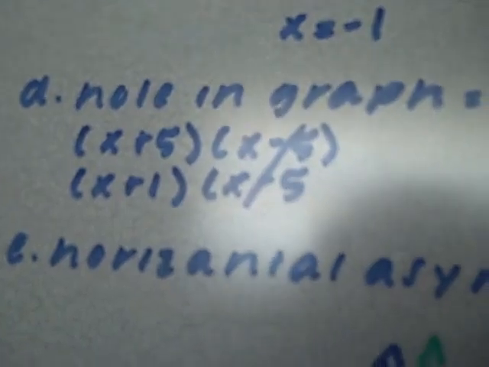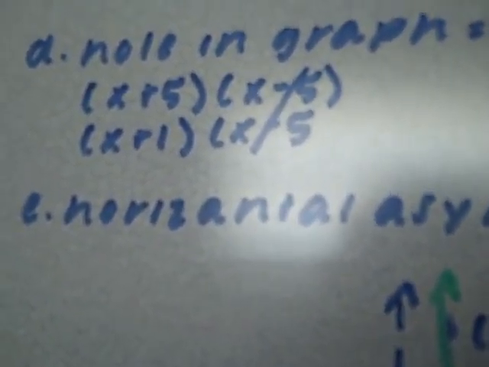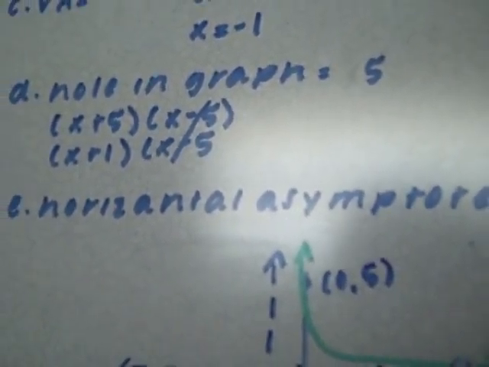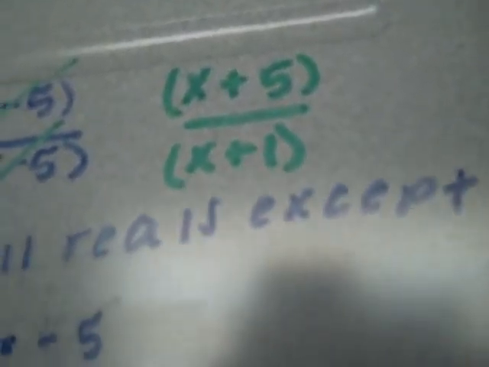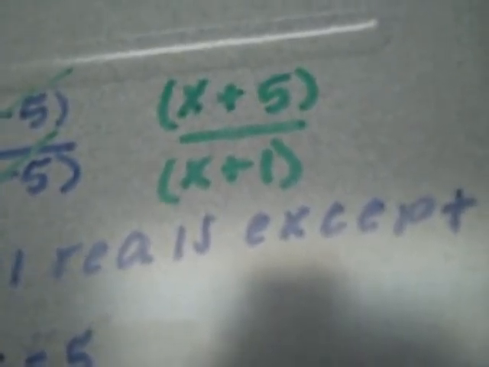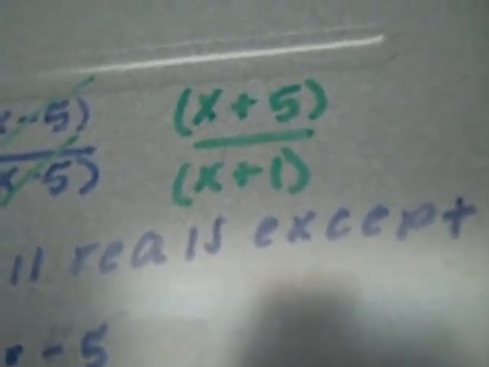And then E is a horizontal asymptote, and the horizontal asymptote is 1 because the numerator and the denominator have the same degree, and you can see that right here, that there's one x in the numerator and one x in the denominator, and both the leading coefficients are 1. That means that the horizontal asymptote is going to be at 1.